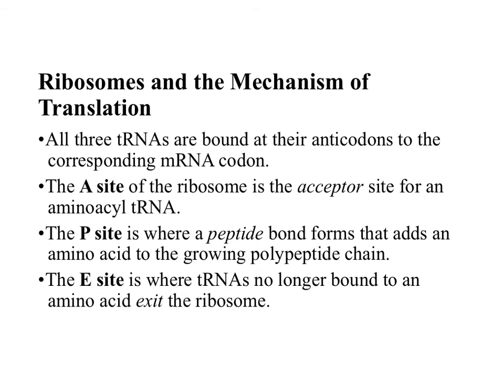Those 3 sites have names. The first site is called the A site, and A stands for acceptor. This is where a tRNA molecule is accepted. Think of it as where it enters. The middle site is called the P site. This is where a peptide bond forms, when you put all those amino acids together. We call that a polypeptide chain. By the time it's finished, we'd call it a protein. And the third site is called the E site. This is after the tRNA has dropped off the amino acid and is going to exit.